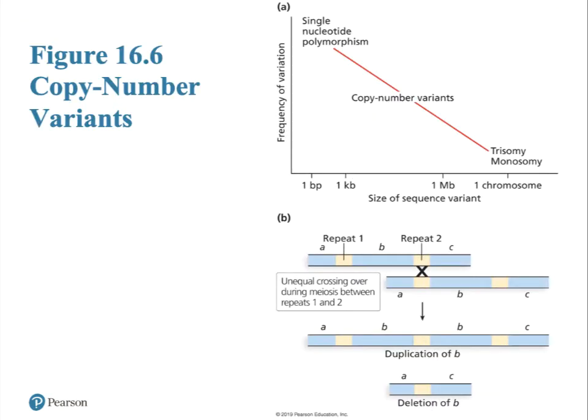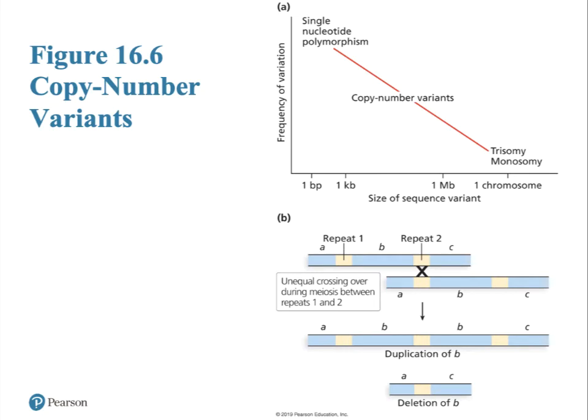Figure 16.6 puts into perspective this relationship between these copy number variants. And as we said, they can range from a single nucleotide change, SNPs, all the way through to entire chromosome sets being copied or missing, including chromosomes. And we learnt this in a previous chapter. The lower half of the figure simply shows you how misalignment can lead to both increase and decrease in the number of these repeats.